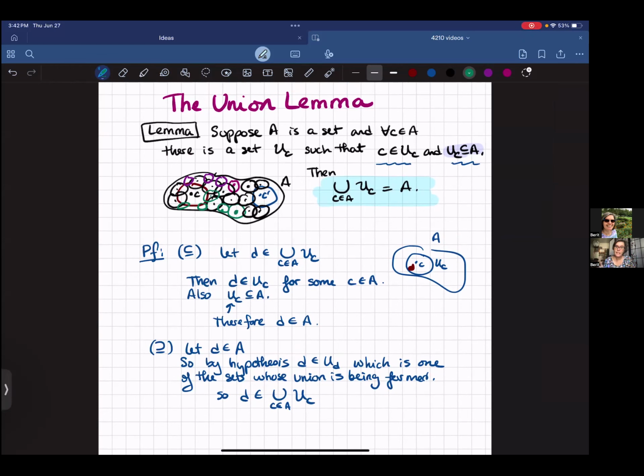All right, so that's the union lemma. It ends up being very important in topology and in some other classes.